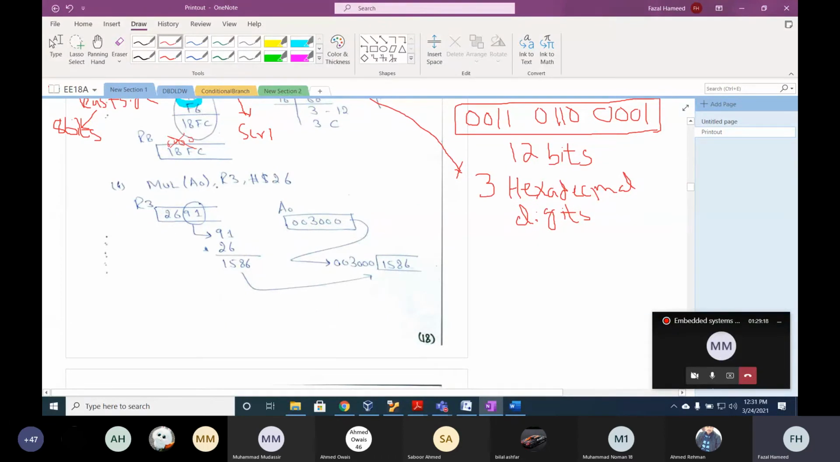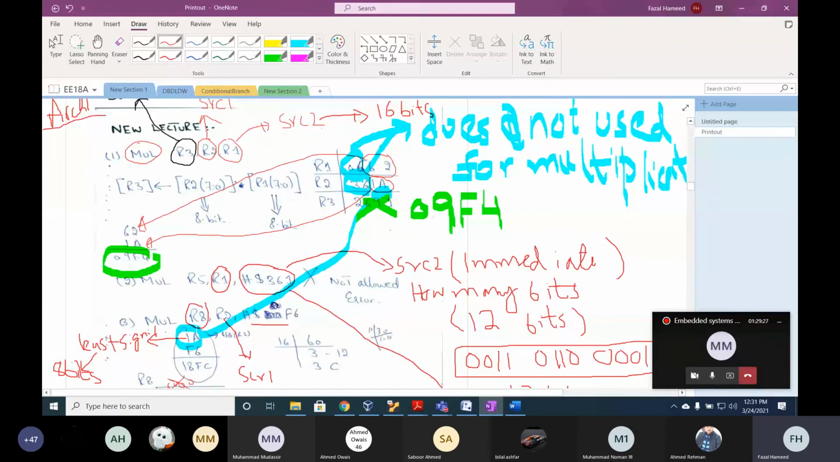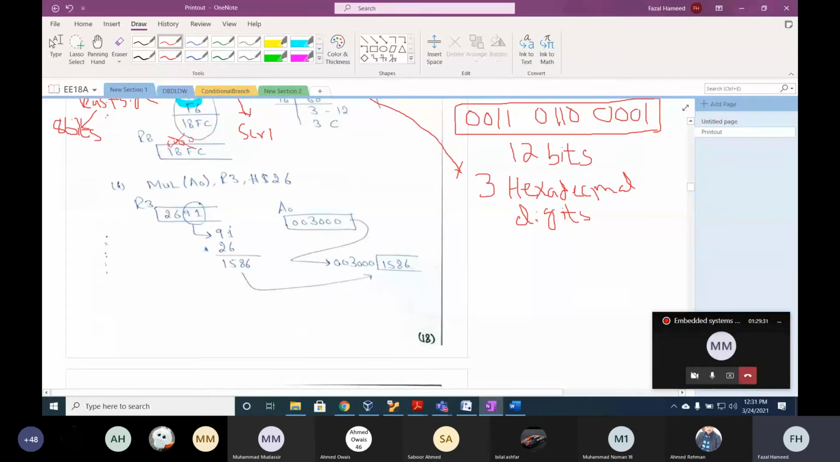Okay, now let's take another example. So now this is A0, and A0 is pointing to this value. Multiply A0, R3. If you look at R3 above, the least significant byte is 91. You multiply 91, the least significant of R3, with 26. The new contents is 1586. Let's assume the old contents is 1111. It will be overwritten with the new content, 1586.